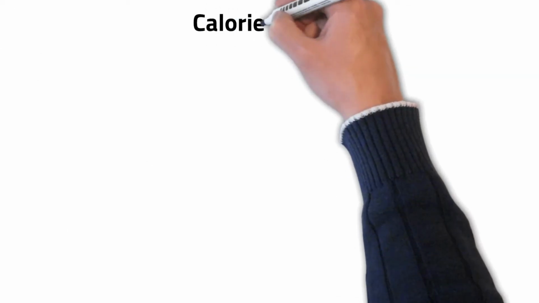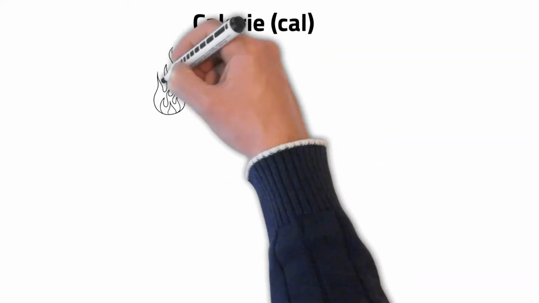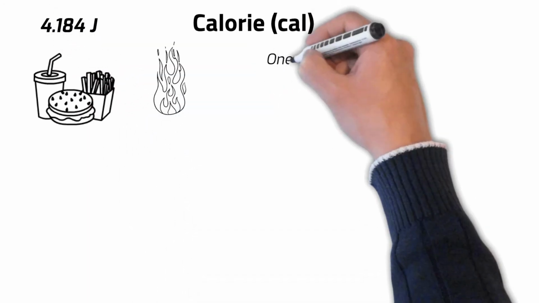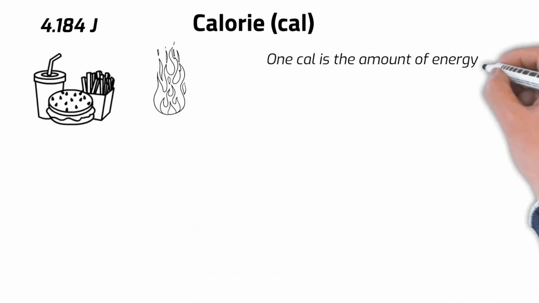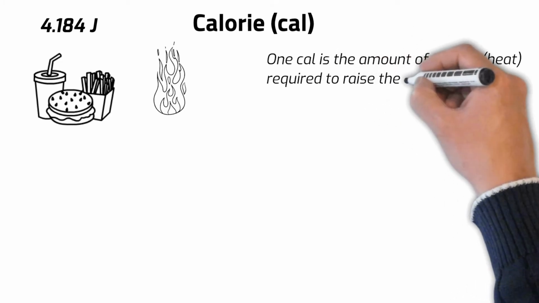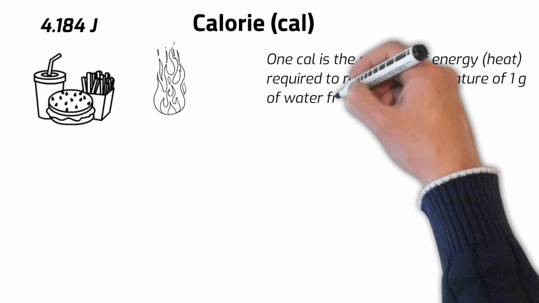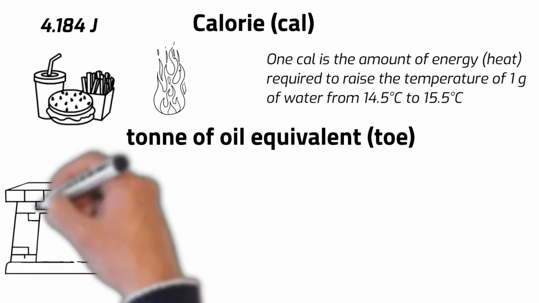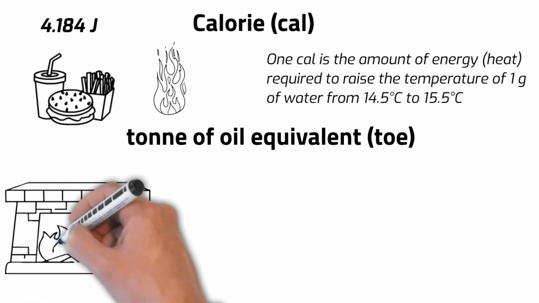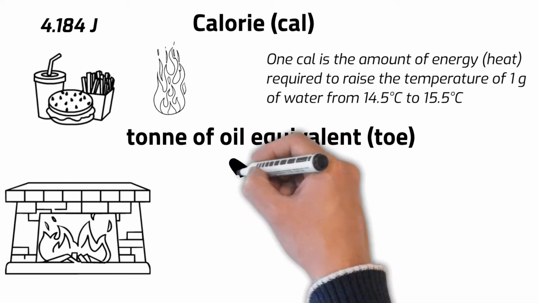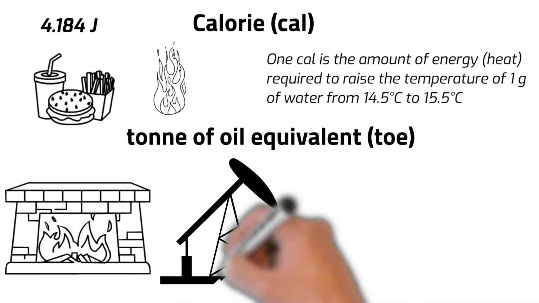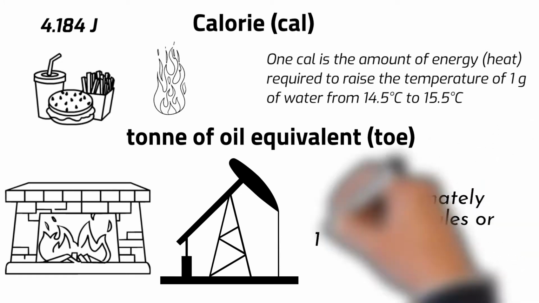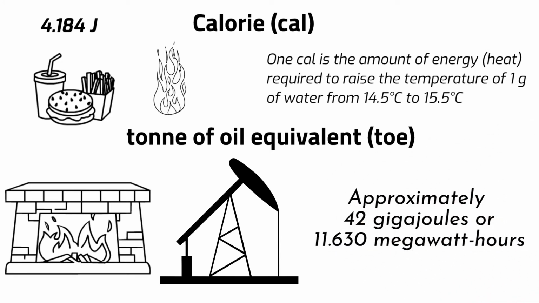Calorie. Calorie is an older unit that is still used in thermal and food applications and is equal to 4.18 joule. 1 calorie is the amount of energy or heat required to raise the temperature of 1 gram of water by 1 degree centigrade. Another unit is ton of oil equivalent. This is a unit of energy defined as the amount of energy released by burning 1 ton of crude oil. It is approximately 42 gigajoule or 11.63 megawatt hour.